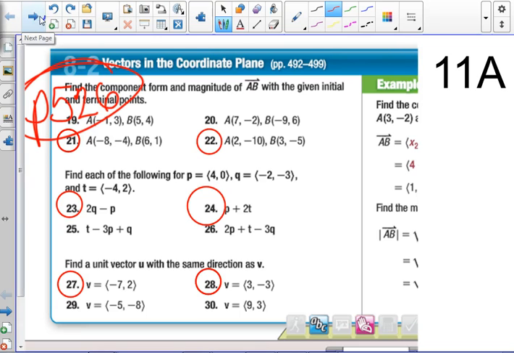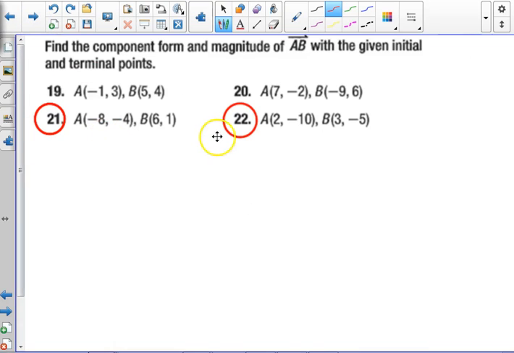What I did was I very nicely made a slide where we just do 21 and 22. So these are the two, hopefully nice and big. You can all see them. These are off page 526. The directions say find the component form and magnitude of a vector AB with the given initial points and terminal points. Hint: these are not little triangular parentheses. These are ordered pairs, not components. So you're not adding these together.